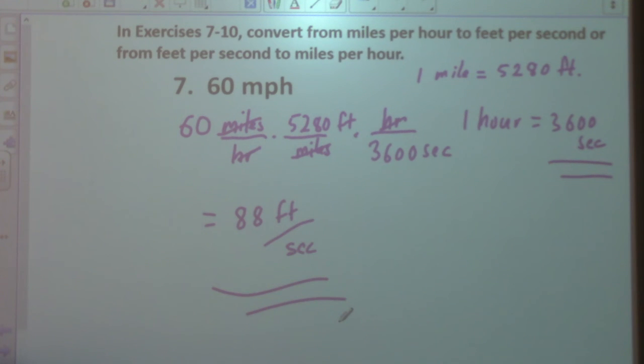Dimensional analysis. I don't know, that might be the most helpful thing I learned in high school for what I use in my career and everything. Dimensional analysis.